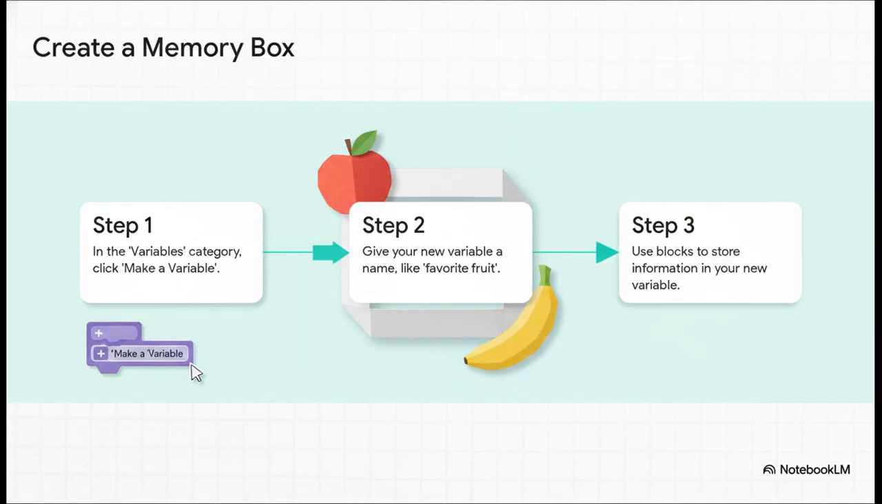It's basically the program's short-term memory. And making one couldn't be easier. You literally just tell the program, hey, I need a new memory box. Then you give that box a name so you can find it later, something simple like favorite fruit, and that's it. You've got a spot to store information that your program can use anytime it needs it.